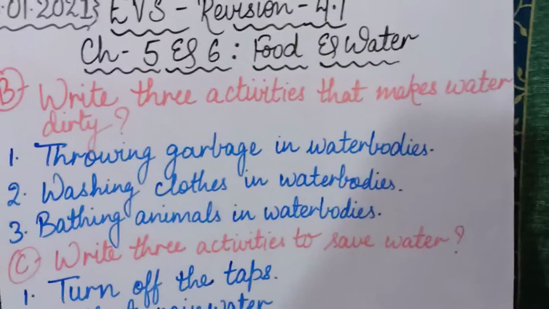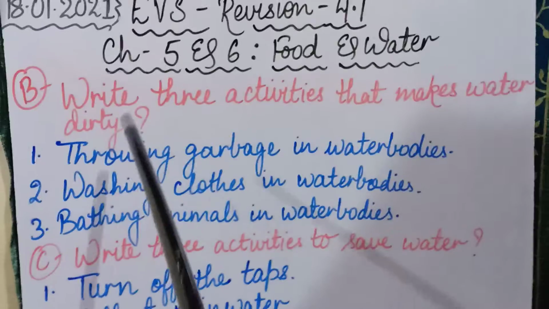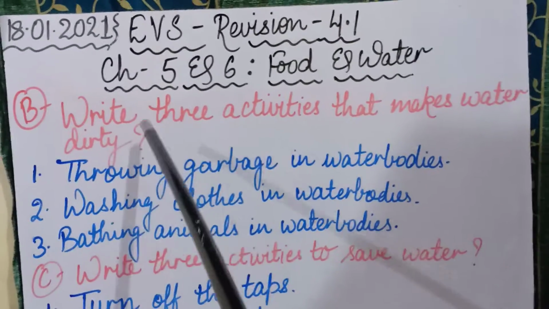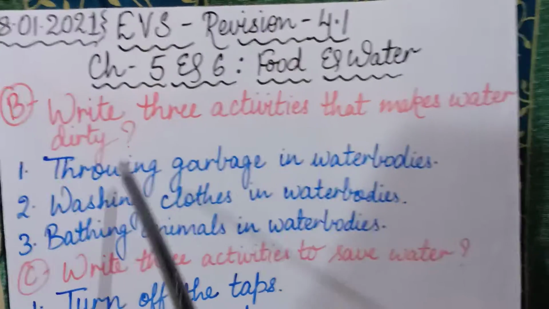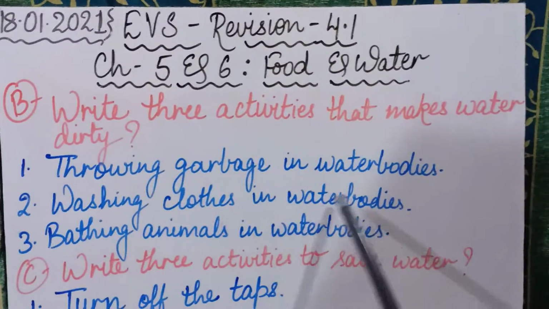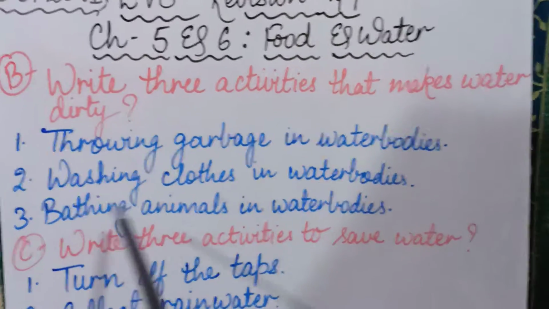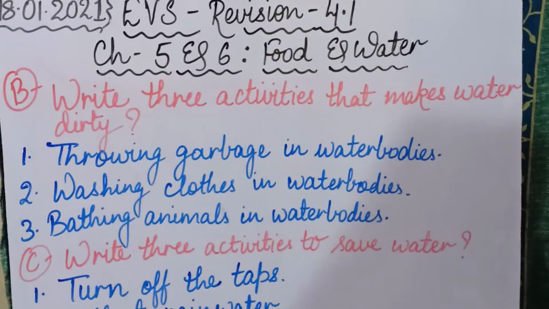Is that clear? So once again I am repeating all the three activities, so listen carefully. First, you have to write down the three activities that make water dirty. The first sentence: throwing garbage in water bodies. Second sentence: washing clothes in water bodies. Third sentence: bathing animals in water bodies. Is that clear? I hope you all have understood this.